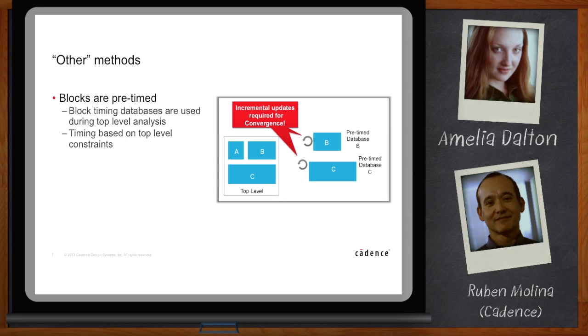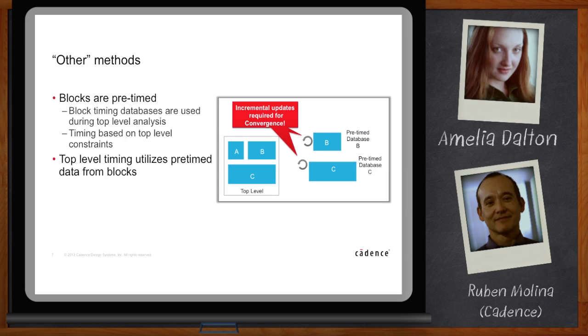But in this third approach, you, as the user, would basically take all your logic blocks and pre-time them. And you would create a timing database for each of your blocks. Then at the top level, you would read these timing databases in, and the overall timing analysis would be done flat at the top, utilizing the timing databases that were pre-timed. So from that standpoint, capacity is good.